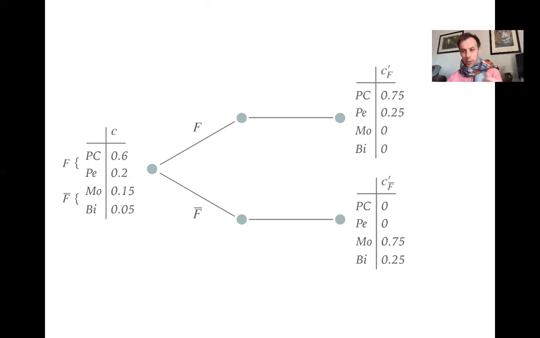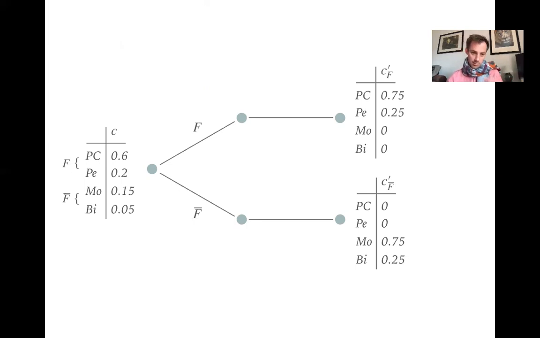Conditionalization tells you, if you learn Florida, then you should move to the top right credence function, which assigns 75% to Panama City, 25% to Pensacola, nothing to the other two. If you learn not Florida, nothing to Panama City or Pensacola, 75% to Mobile and 25% to Biloxi. So you can see how conditionalization works here. It basically says, take all your credence away from the options that have been ruled out, and redistribute it over the remaining options in proportion to the credences you originally had in those options. Another way to put it is that the ratios between the remaining options remain the same.